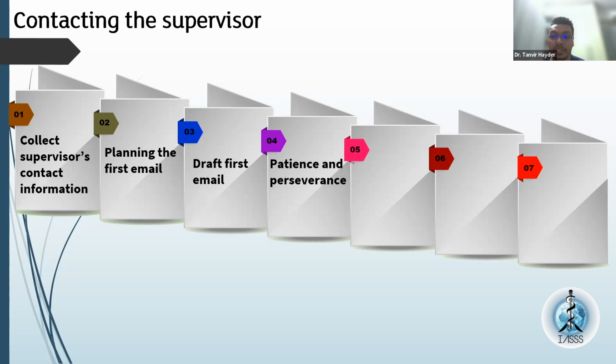Then, patience and perseverance. What does it mean? As I was talking about earlier, these people are very busy. So don't lose hope if you don't hear back from them within the first week, maybe the second week, or even the third week. Do something, send another email, because they might have missed your previous email. You can send them reminders with suitable timelines in between. That is very normal and acceptable, but never lose hope.